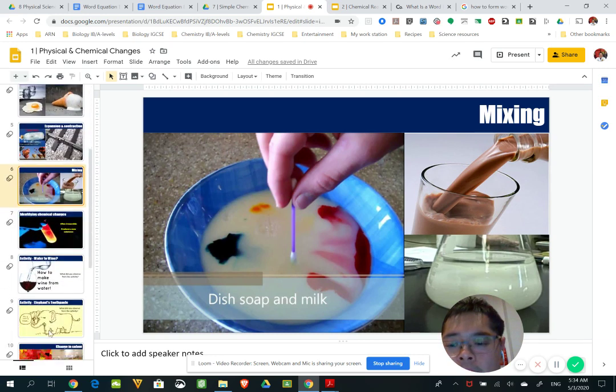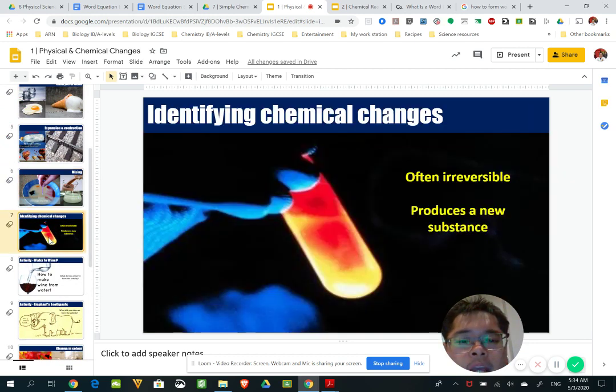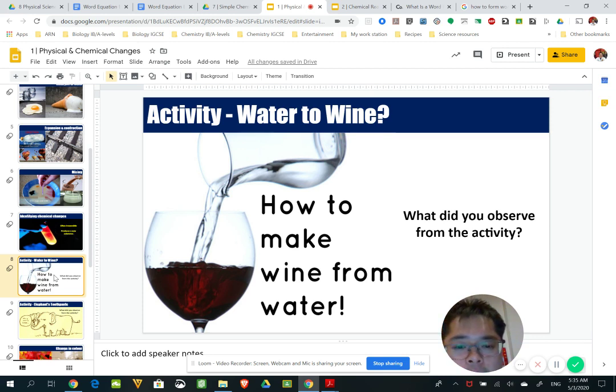All right, now we go to the chemical bit. Chemical changes, as opposed to physical changes, are often irreversible. That means if the substances have reacted, you will definitely produce a new substance. So remember, the big underlying difference between chemical and physical changes is that one produces a new substance, the other doesn't.